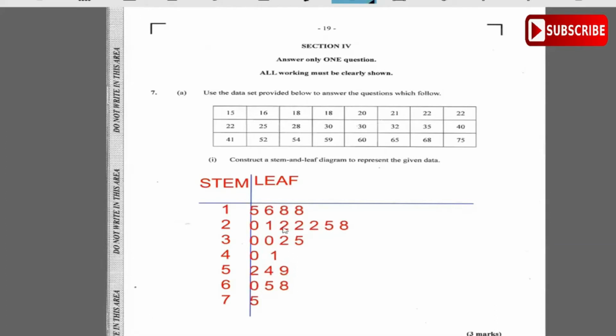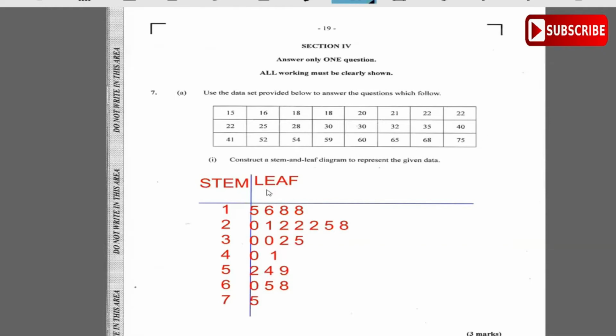That rounds it out. Make sure we have all the data. This is 1, 2, 3, 4, 5, 6, 7, 8. It should be 24 data points. 1, 2, 3, 4, 5, 6, 7, 8, 9, 10, 11, 12, 13, 14, 15, 16, 17, 18, 19, 20, 21, 22, 23, and 24. So the stem and leaf is correct.